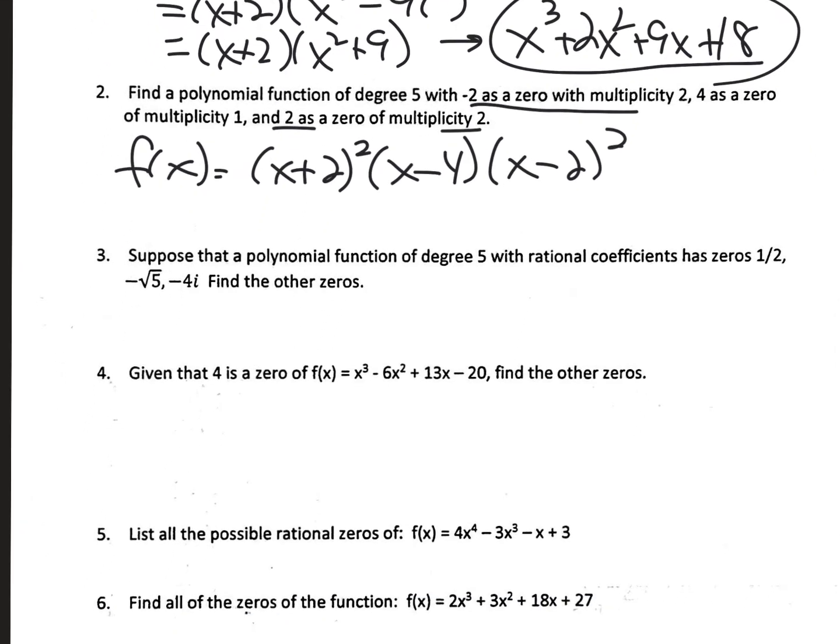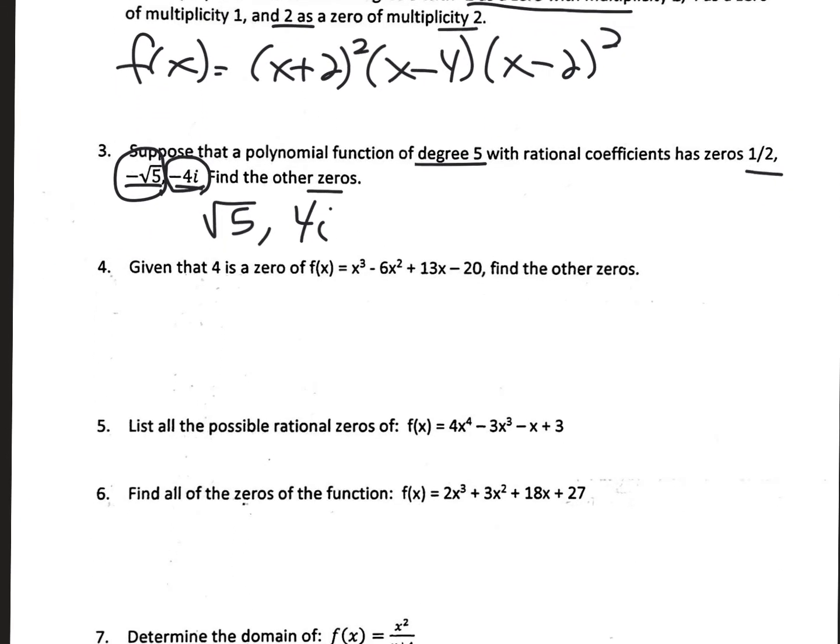Number 3. Suppose the polynomial has degree 5, which means it should have 5 zeros. And the zeros are 1/2, negative square root of 5, negative 4i. I'll find the other ones. Okay, it gave me 3. There's 2 more. Remember, radicals always come in conjugates. So you take the conjugate of negative square root of 5, which is positive square root of 5. Conjugate of negative 4i, which is positive 4i. And there you go.